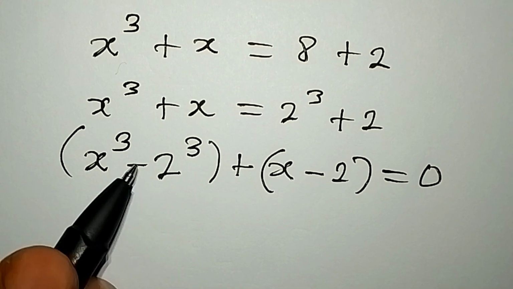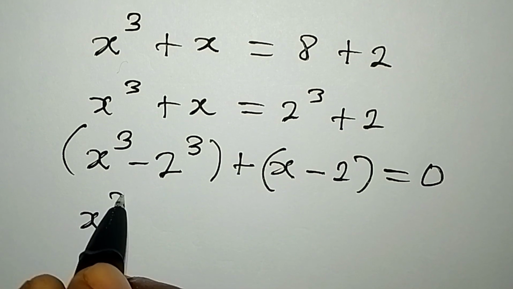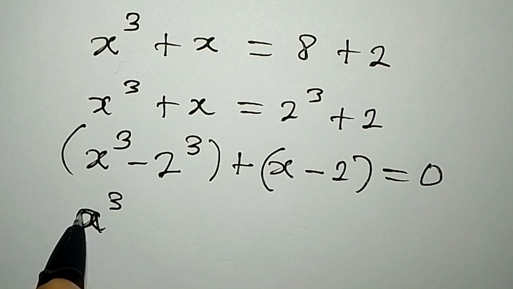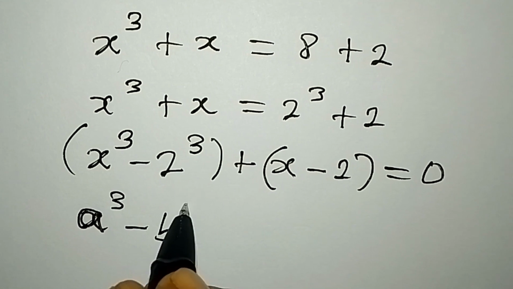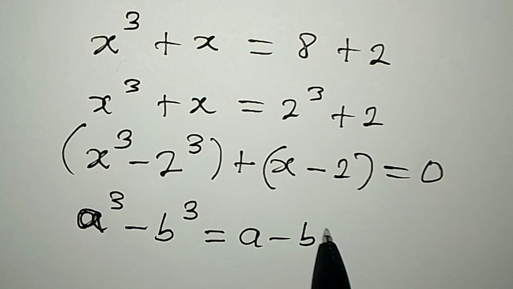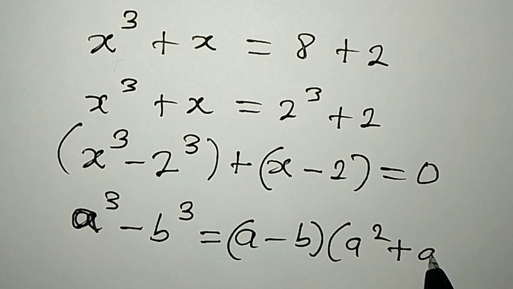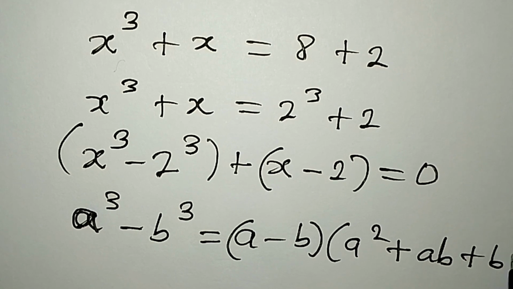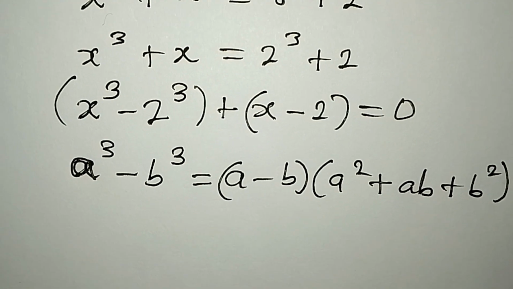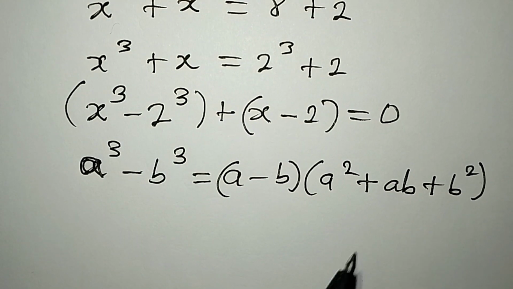So from here, we can deal with this. Let's factorize this, x to the power of 3. Okay, let me use a letter to explain this better. So if you have a to the power of 3 minus b to the power of 3, to factorize this, we'll have a minus b into a squared plus ab plus b squared. So to factorize this is what we're going to have. And we're going to express this in this format.